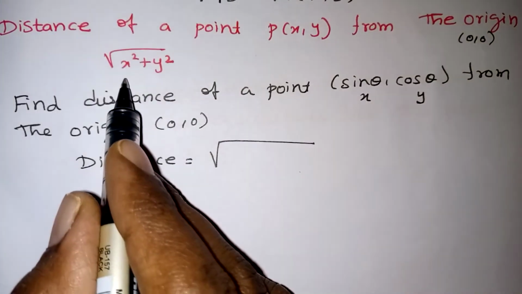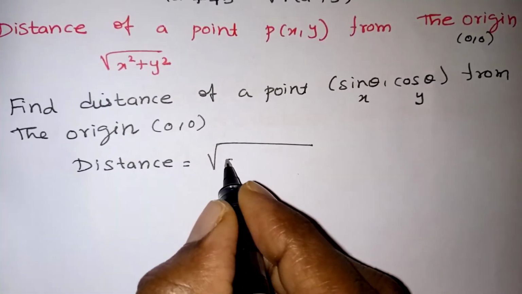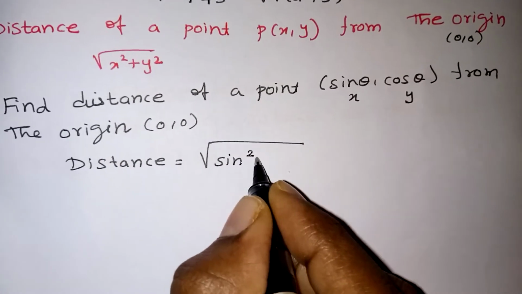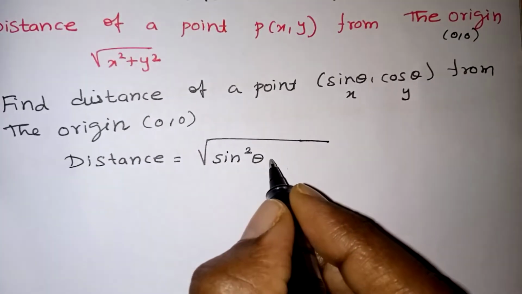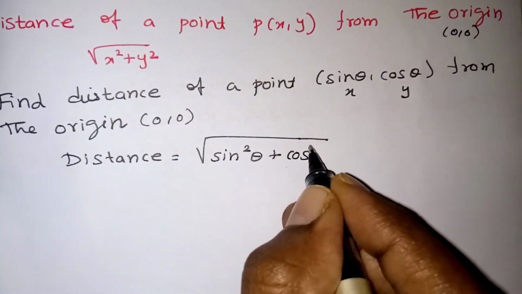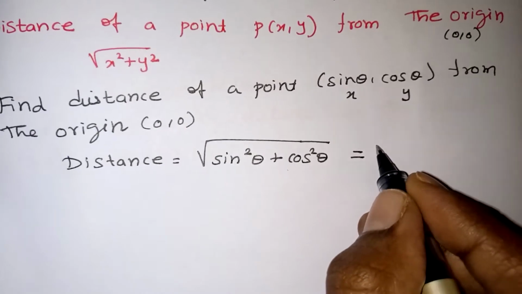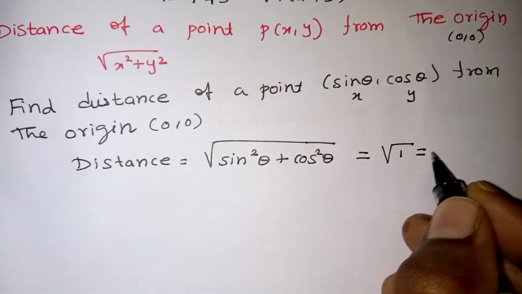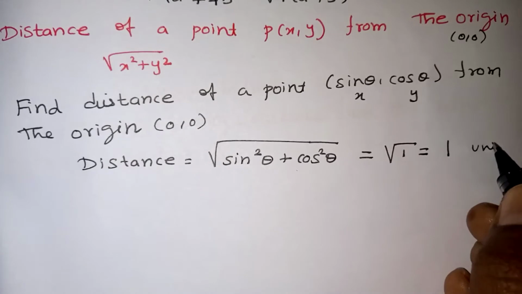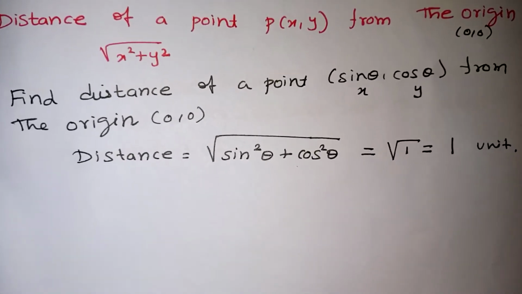Let us substitute now. X squared: here the x value is sin theta, so squaring gives sin squared theta. Plus y squared, y is cos theta, so we write cos squared theta. Sin squared theta plus cos squared theta, we all know, is 1. So root of 1 is 1 only. So 1 unit is the correct answer. We'll move on to the next problem now.